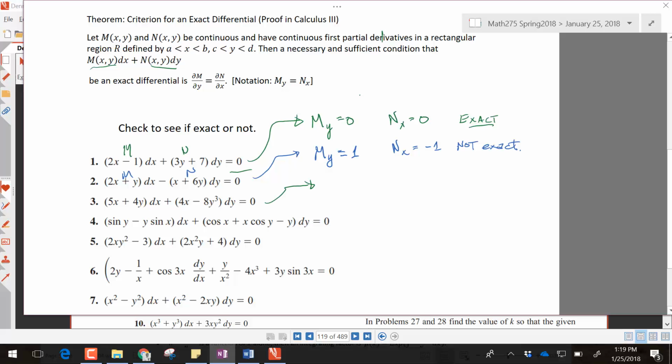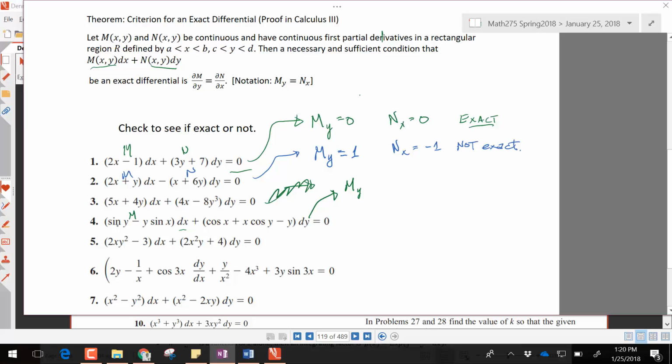You get the feel for this? Let's skip number 3. Let's do some trig. Let's do number 4. The first function is your M function. That's the one with the dx, and we want to take the derivative of that with respect to y.